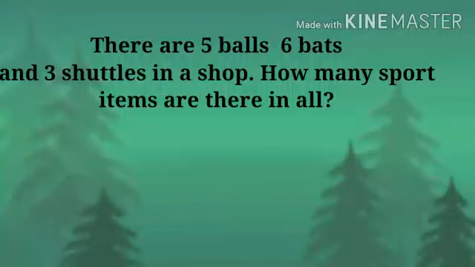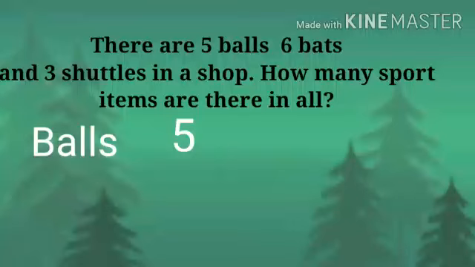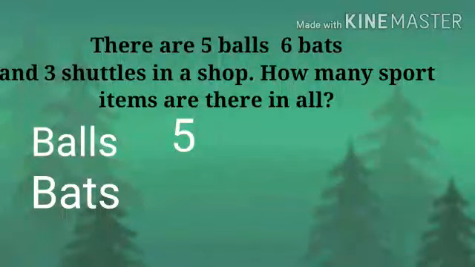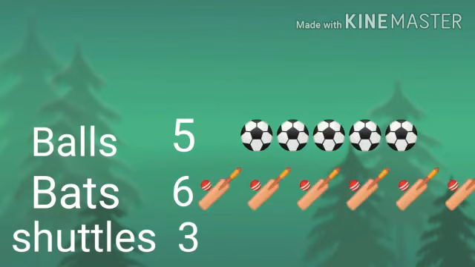In this problem, we have to find out all sport items. It means we have to add all the numbers. Okay? Let us start. 3 items are here: balls, bats and shuttles. How many balls are here? 5. Next, how many bats are here? 6. How many shuttles are here? 3. Now we have to add all these numbers. 5, 6, 3.